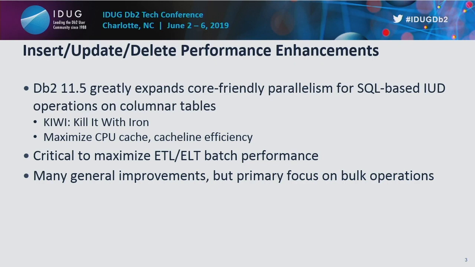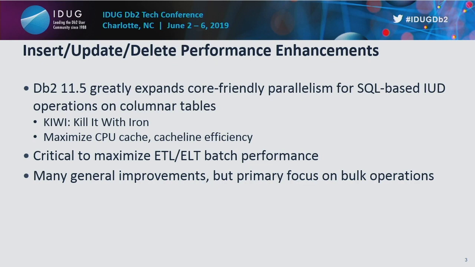Right? So how are we doing that? What we're really doing is leveraging some of the capabilities that are commonly used in our query runtime engine already to really maximize performance. For example, we're going to use a technique called Kiwi, which is kill it with iron. In other words, we're able to make greater usage of the processors and CPUs and cores that are available, as well as maximizing the cache and cache line efficiency.